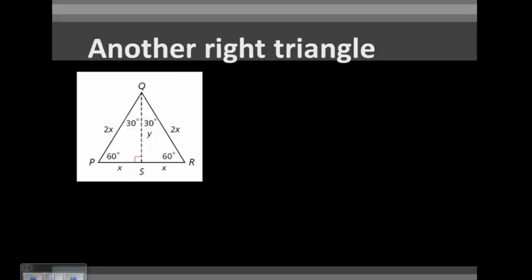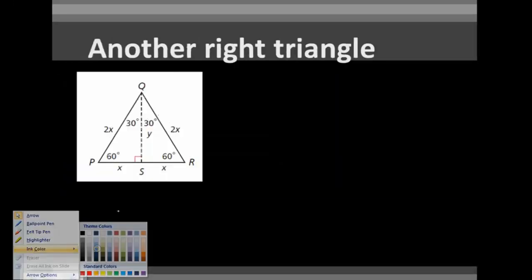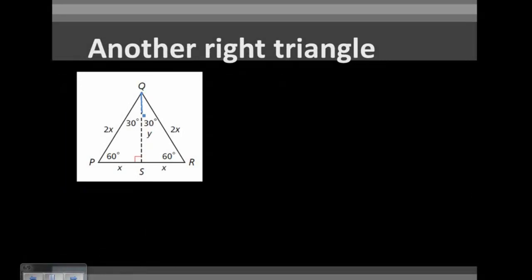What we're going to do is draw the altitude from here perpendicular to the opposite side, and we split this in half, so those are x and x. And then the length of this altitude, we don't know what it is, so it's y. Now, because this was an equilateral triangle, these angles were 60, so when we split it in half, we get 30. So really, the triangle we're looking at is only half of this.